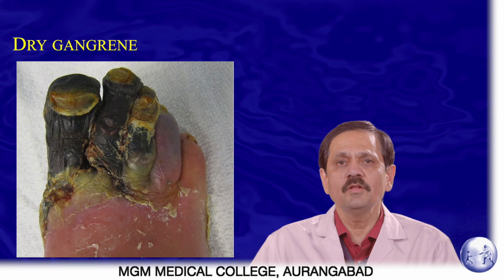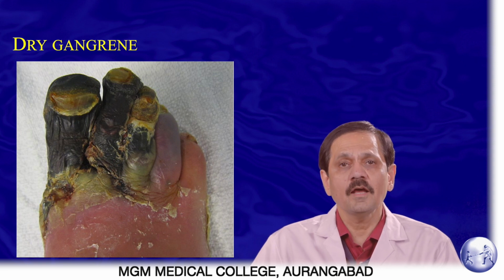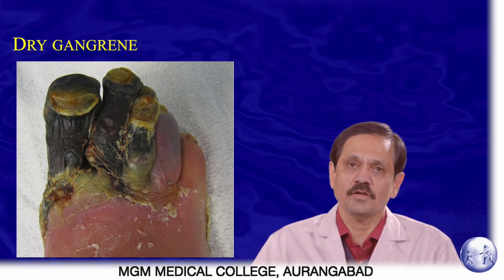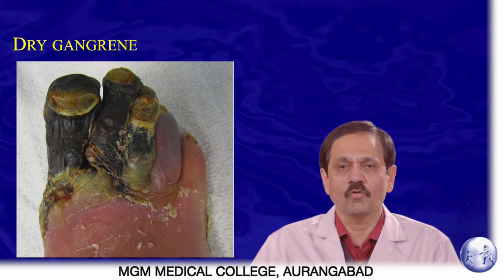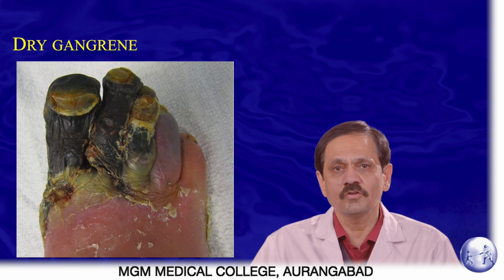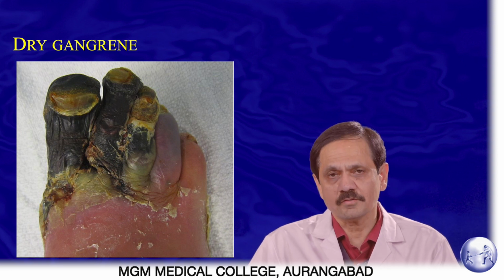Second, it is commonly seen in diabetes, but in diabetes, it may be a moist gangrene. Here, because there occurs fermentation of the sugar, that leads to formation of gas, which leads to a moist gangrene in diabetes mellitus.